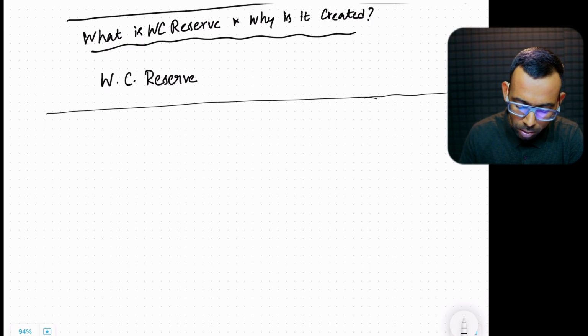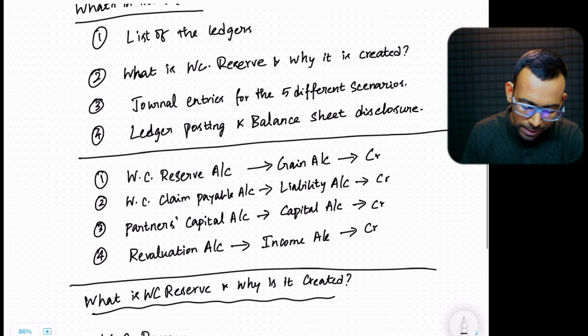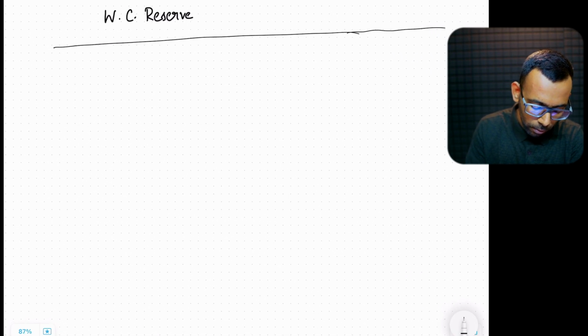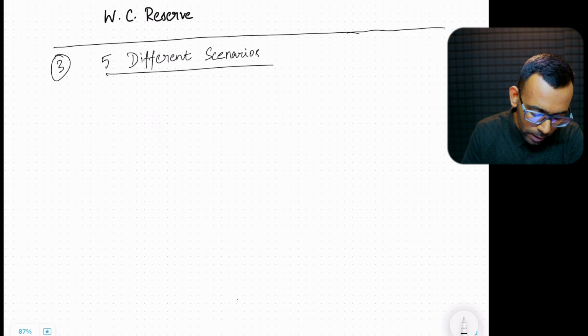Okay, on that note, let us go to the third segment of this video, where we will see the 5 different scenarios, and we will see the journal entries for those 5 different scenarios. So this is the core examination point of view that we have got into. Scenario number 1, scenario number 2, this is the reserve amount and this is the claim amount.